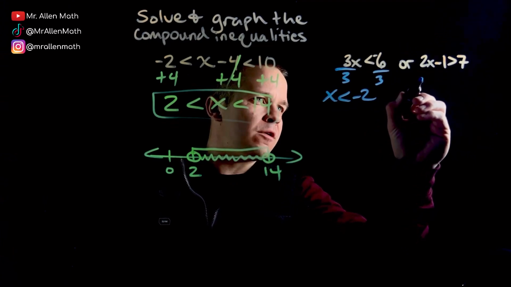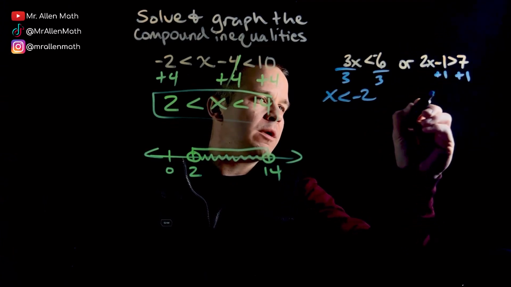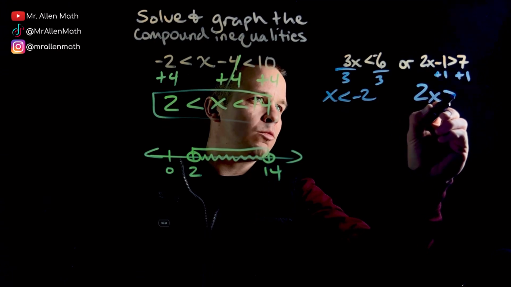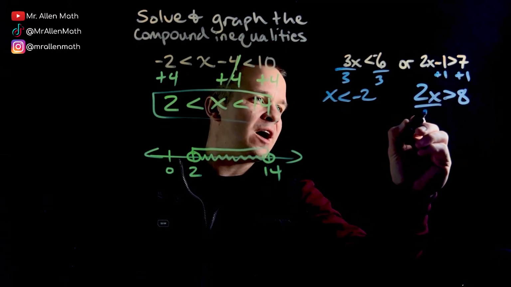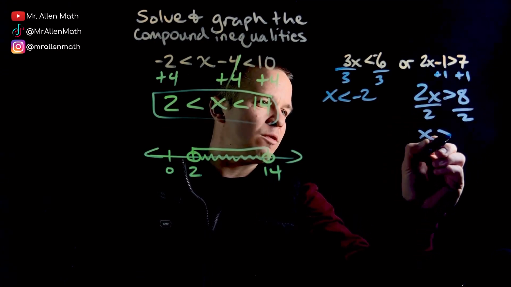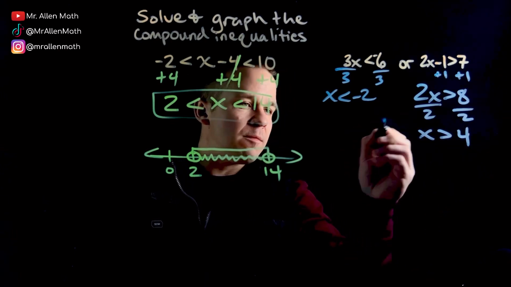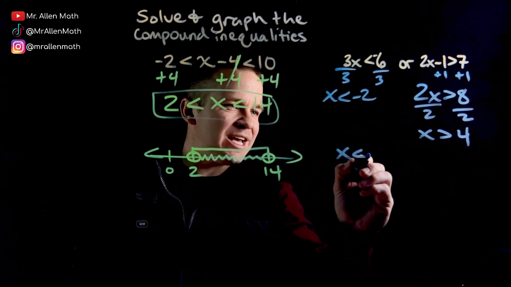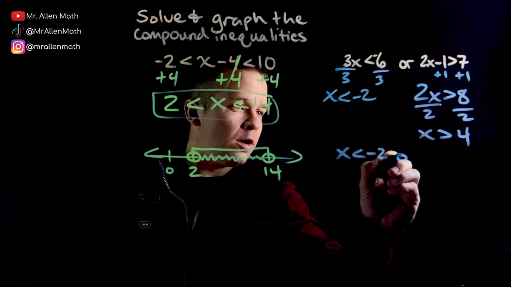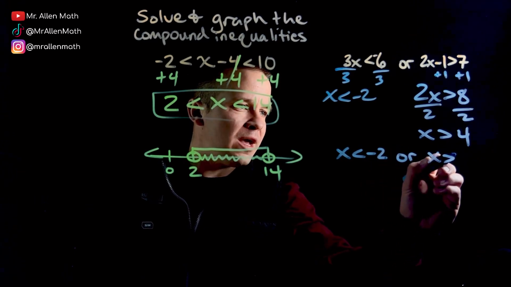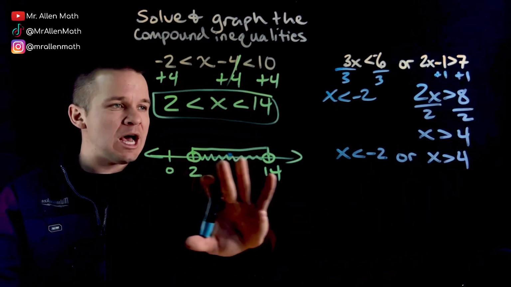Or, now we got to do this one. I got to add 1 first. 2x is greater than 8, then I'll divide by 2, and I got x is greater than 4. So my answer here is x is less than -2, or x is greater than 4. That's my written answer. Now I'm going to graph it.